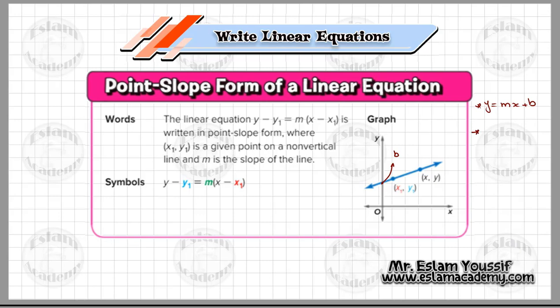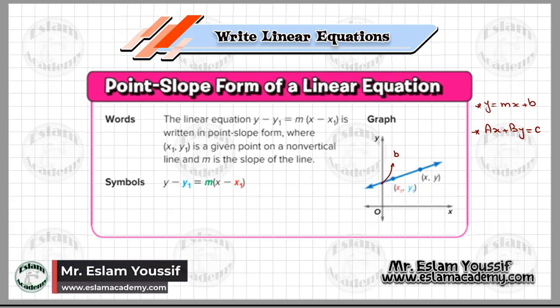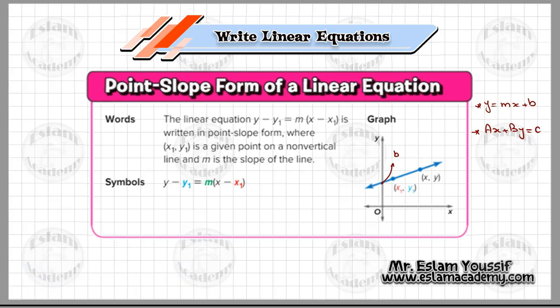After that, we have another form defined by ax + by = c, and this is called the standard form. There are some conditions for the standard form. Number 1, a must be greater than or equal to 0. a, b, and c must be integers. The greatest common factor of a, b, and c is equal to 1.